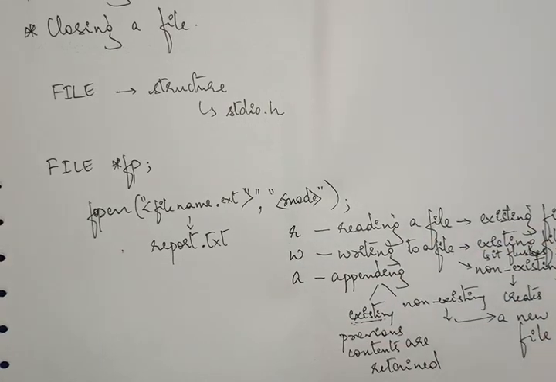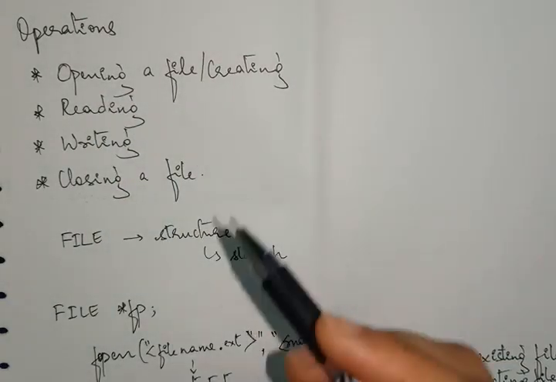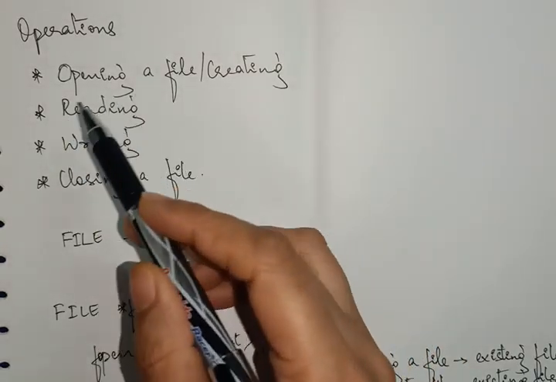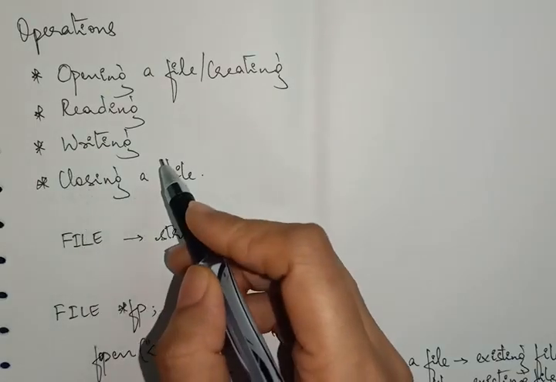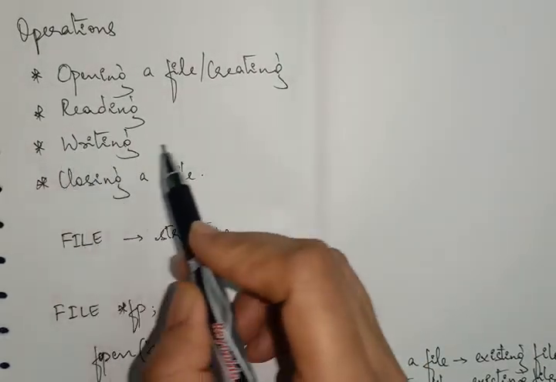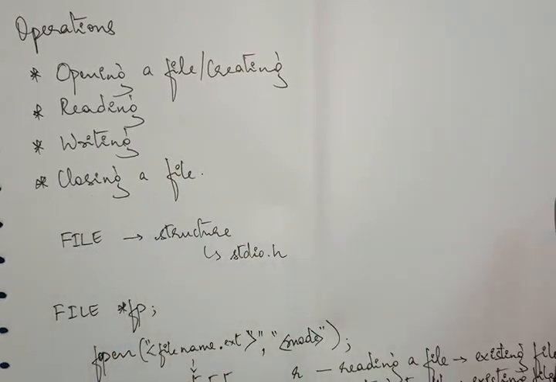Okay, so we have now seen opening a file with fopen, creating a file. If it is non-existing, it will create a new file. Reading is done using the read mode, which is R, and writing is done using the write mode, which is W. And now we'll see closing a file.